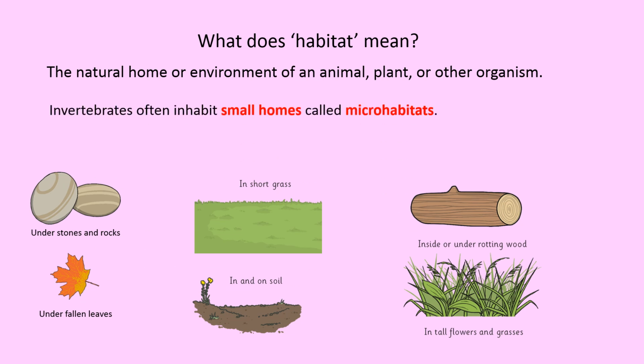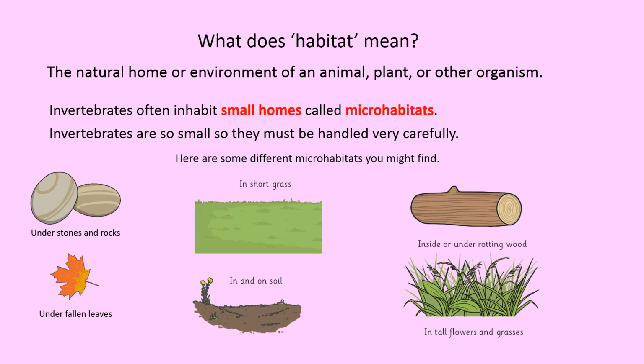Invertebrates often inhabit small homes called microhabitats. Micro means small, tiny. Invertebrates are so small, so they must be handled very carefully. Here are some different microhabitats you might find. So you might find invertebrates under stones and rocks, in short grass, inside or under rotten wood, under fallen leaves, in and on soil, or in tall flowers and grasses. Can you think of any more microhabitats? Pause, have a think, and write it down.